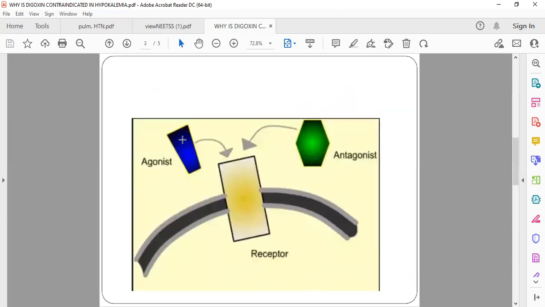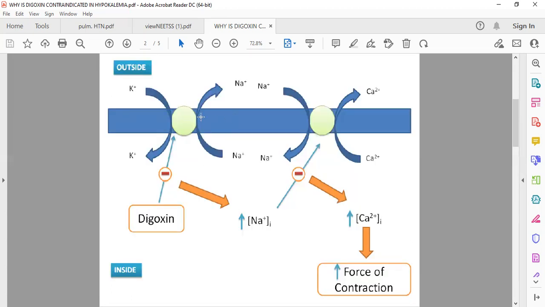Assume this as potassium, and assume this as digoxin. They both will now compete for the same receptor. The site of binding of both of them is similar. When the site of both of them is similar, if there is hypokalemia, that is a lesser amount of potassium, there will be less competition for digoxin. So now what will happen? Digoxin will go and bind to more sodium potassium ATPase channels. For example, it was supposed to bind 3, now it will bind to around 5 to 6.